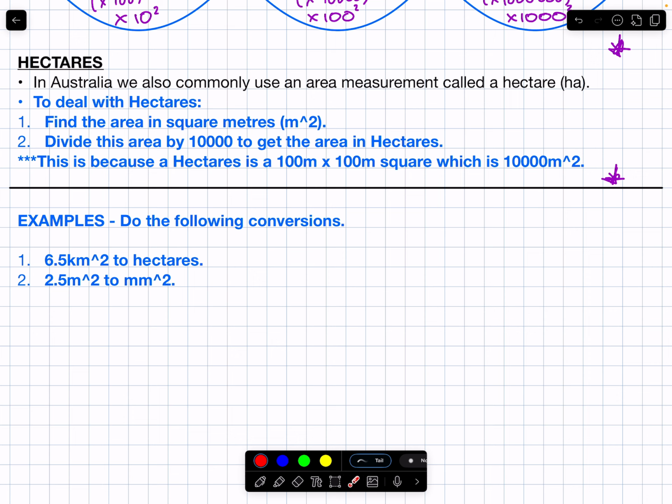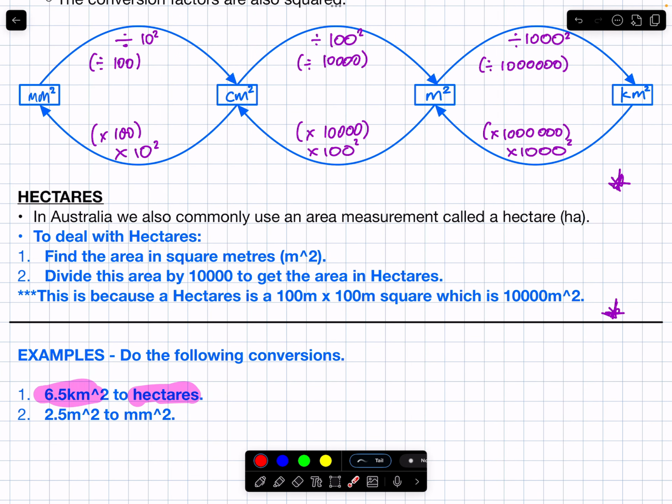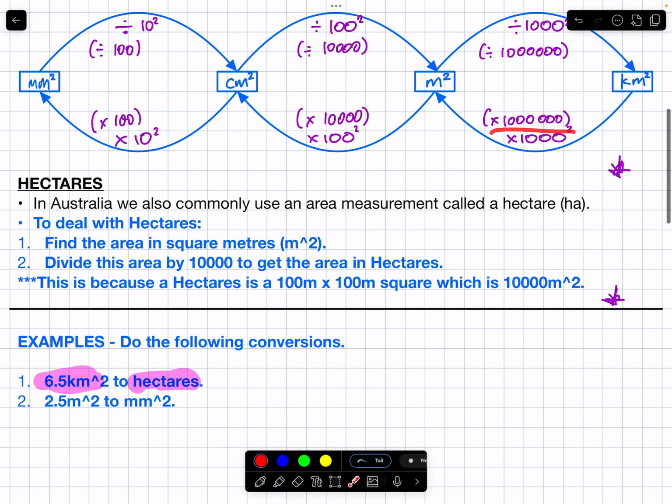So the examples, let's do the following conversions. 6.5 square kilometers to hectares. How do we deal with that? I said find the area in square meters. So we're going from square kilometers to square meters. So what's the conversion factor? Times by 1,000,000. 6.5 times 1,000,000 equals 6,500,000. Let's just check how many zeros in 1,000,000. 6. So I jumped 6.5, 1, 2, 3, 4, 5, 6. I jumped it 6 times.